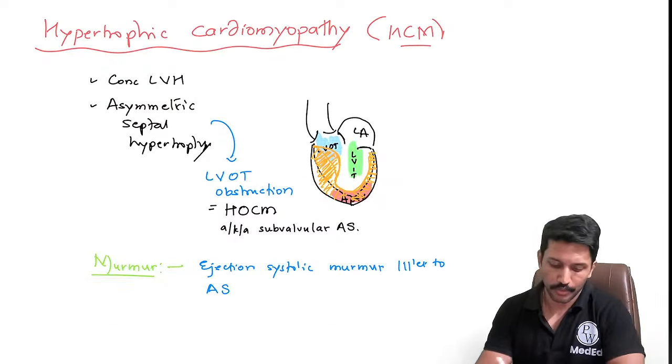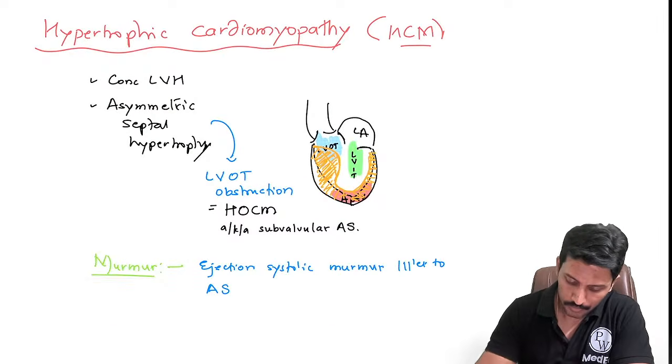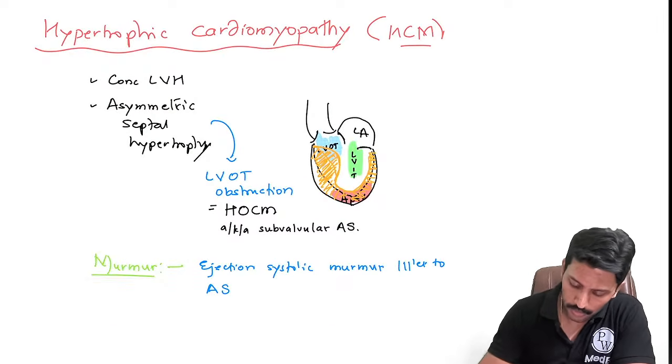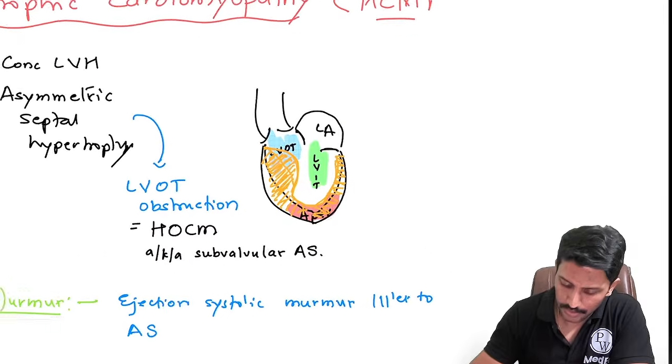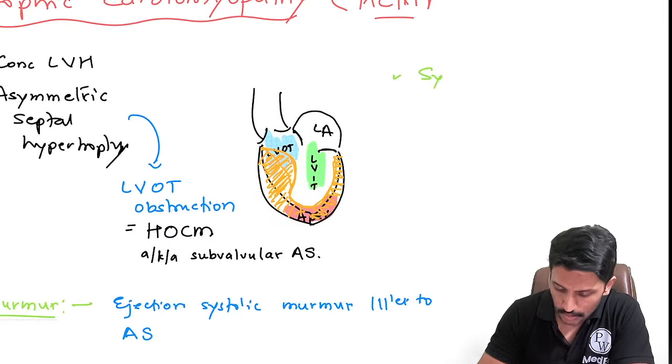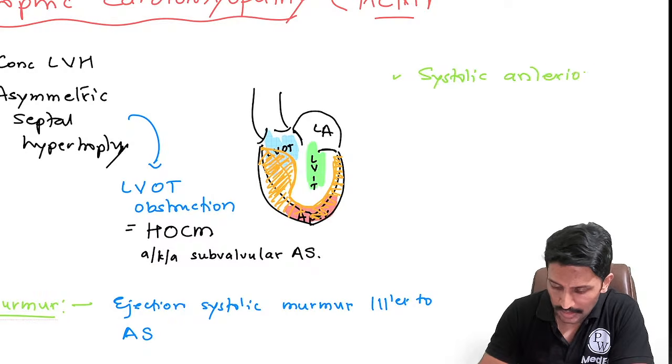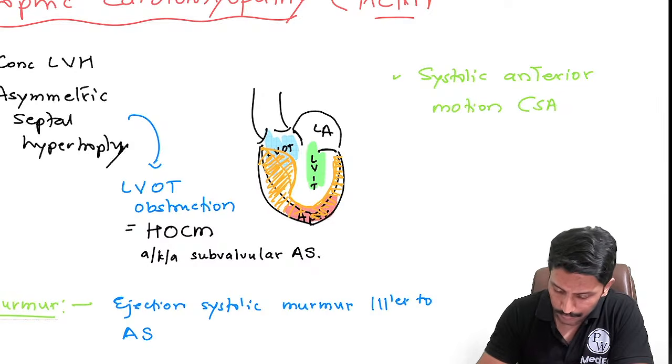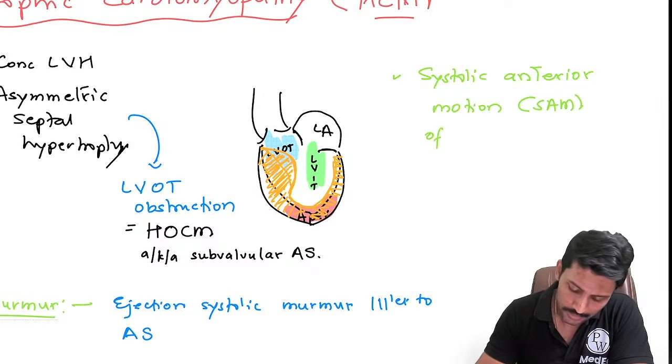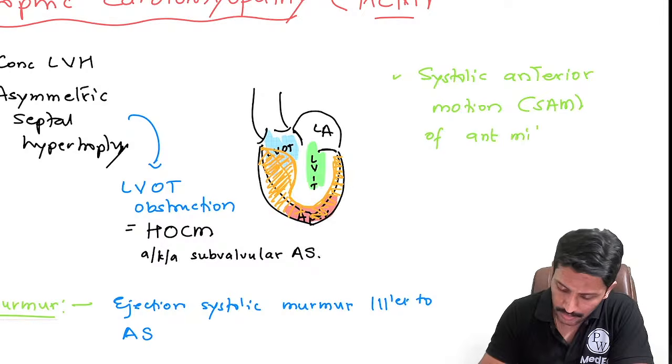An extra point to note about HOCM is that you will have one more echo finding. What is that finding? You will also have systolic anterior motion, or SAM, of the anterior mitral leaflet.